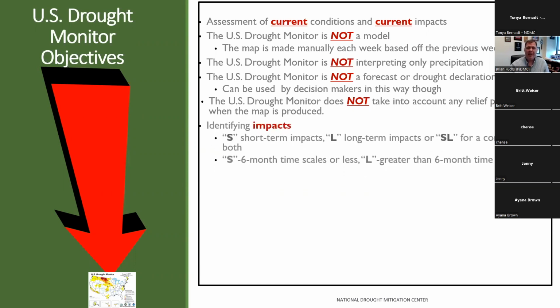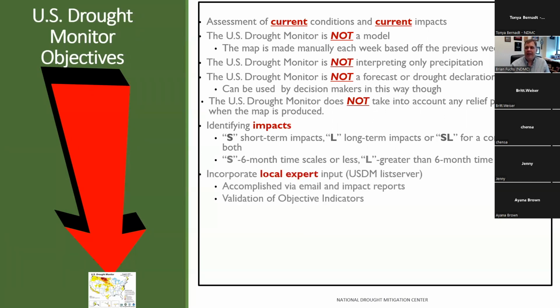I talked about the impact labels on the map a little bit. So basically, when we talk about short-term drought on the map, that's the S label. Long-term drought is the L, or it could be a combination of both short and long-term. The timescales associated with these: short-term is typically 6 months or less. Long-term is generally speaking 6 months or greater. And again, the time of year or the region could change that a little bit based on local climatology and what time of the year it is.